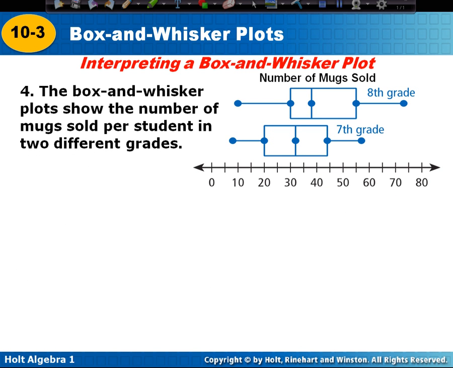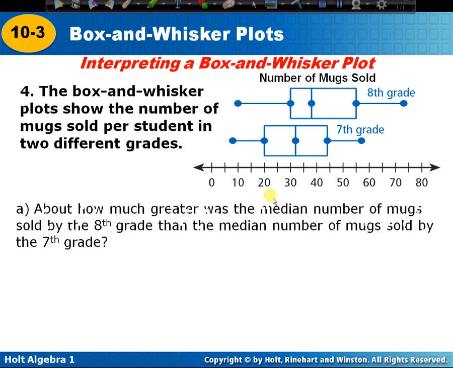All right, number 4 says the box and whisker plot shows the number of mugs sold per student in 2 different grades. A says, about how much greater was the median number of mugs sold by the 8th graders than the median number of mugs sold by the 7th graders? You're going to look at your 8th grade median, which is right here, and it comes down somewhere between the 35 and the 40. Then you look at your 7th grade median, which is right here, between the 30 and the 35. So we're going to approximate that our median for the 8th grade is 38, and our median for the 7th grade is 32.